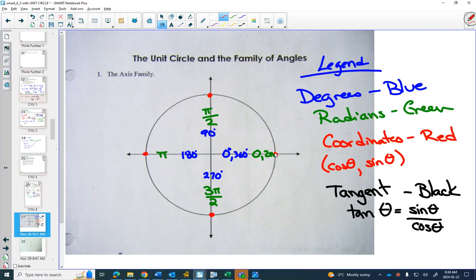So far, labeling our angles should have been fairly straightforward for the axes family. Almost no thinking required. Now, labeling your points is easy as well because on a unit circle, the radius is 1. So if I go 1 to the right, does it make sense that this point is at 1, 0? If I went 1 up from the origin, I would be at 0, 1. 1 to the left, negative 1, 0, and 1 down, 0, negative 1.